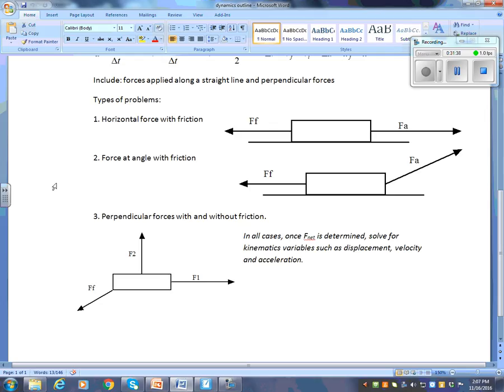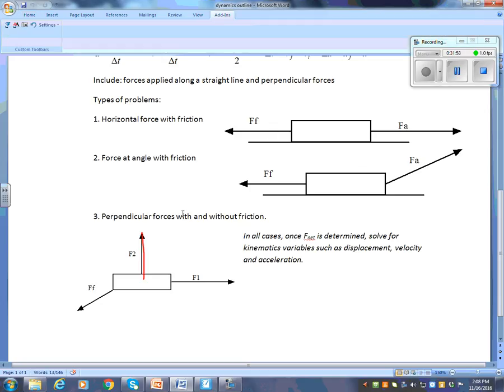I provided for you the problem types. You're going to see forces, horizontal forces with friction, so objects like this. Forces at an angle like this, like if you're pulling along a sled or pushing a lawnmower at an angle. And there will also be perpendicular forces with and without friction. So how do you add those forces? Well, they are vectors, aren't they? And you're going to add them tip to tail.